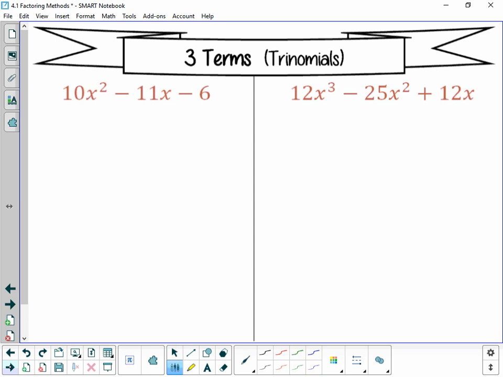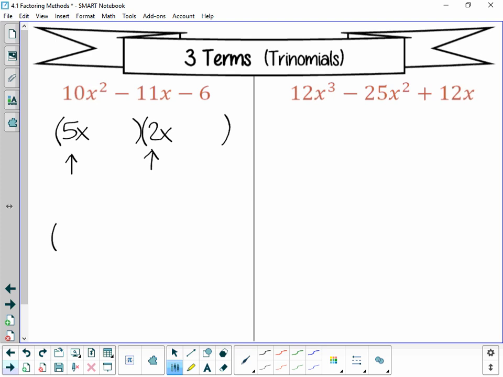These first two are nothing new. This is the same as what we worked on last time. We're just going to practice it some more today, and then we'll look at a couple that are new. So remember, if you have a trinomial, what you're trying to do is factor it into two binomials. And these first two terms here have to multiply to give us that 10x squared. So I think it's pretty likely that we're going to have a 5x and a 2x. Those two together give me that 10x squared.